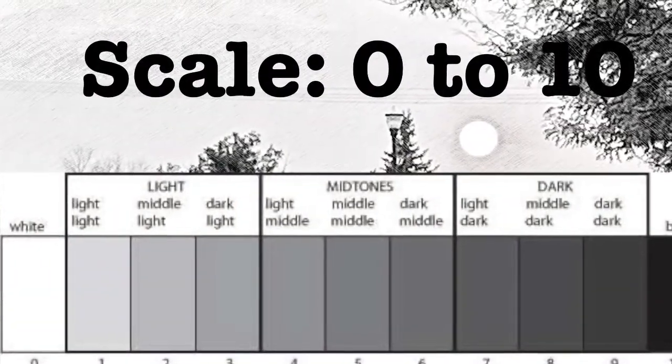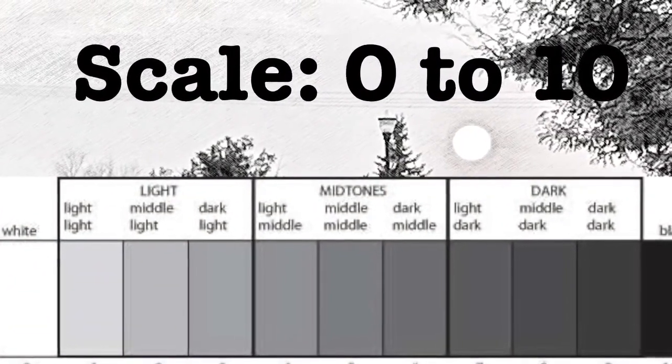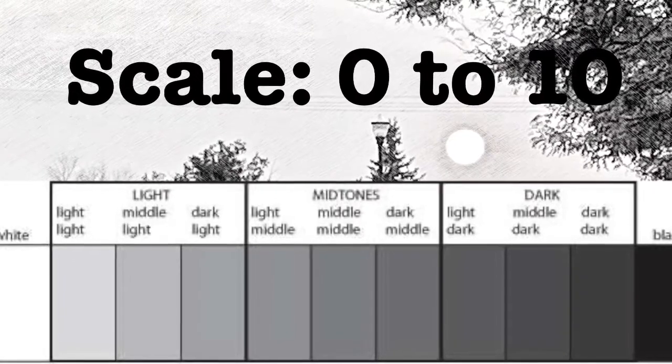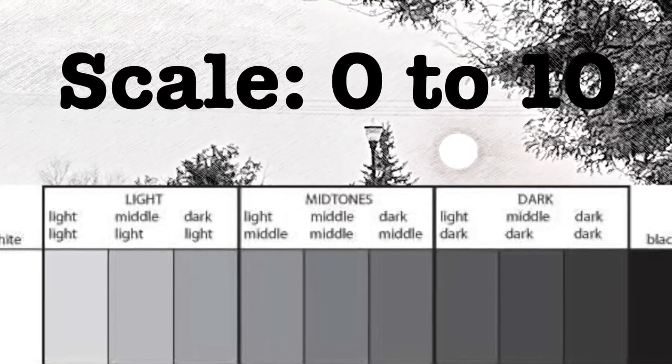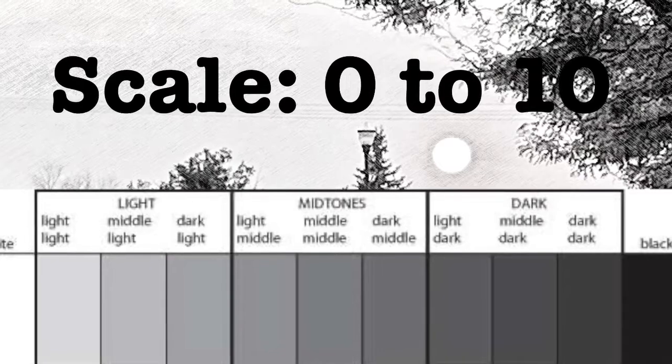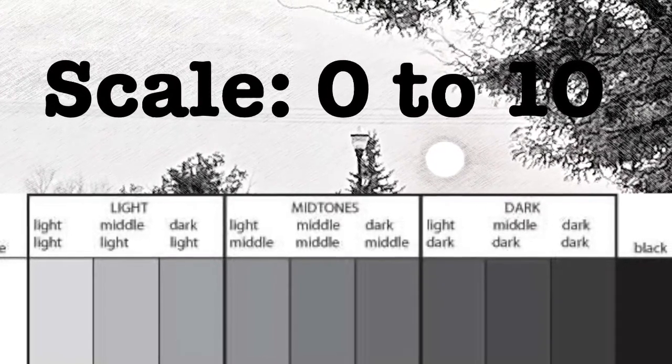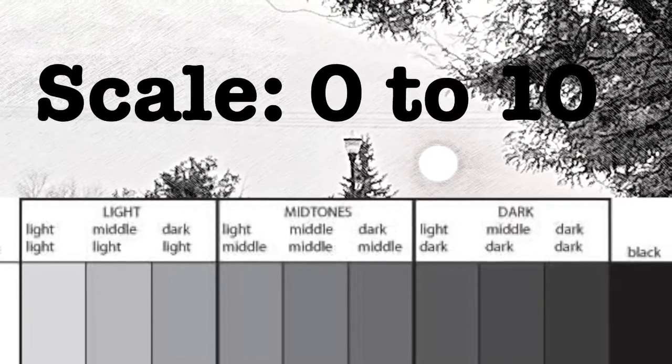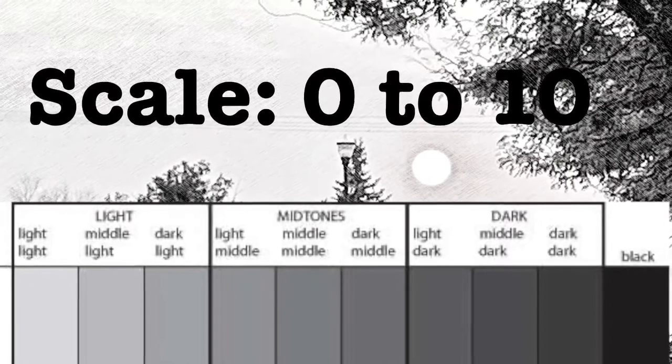The first thing to know is that value is based on a scale of 0 to 10, with 0 being black and 10 being white. Basically, we have to know that this range is based on whatever we are using as both our medium and the surface that we're working on.